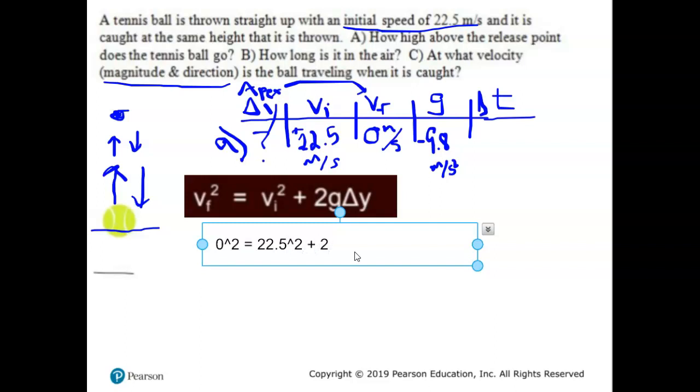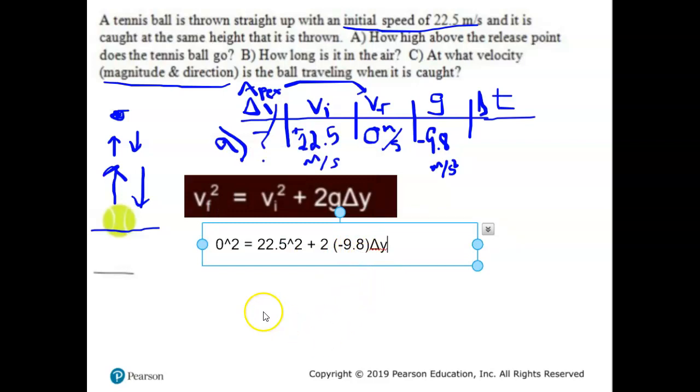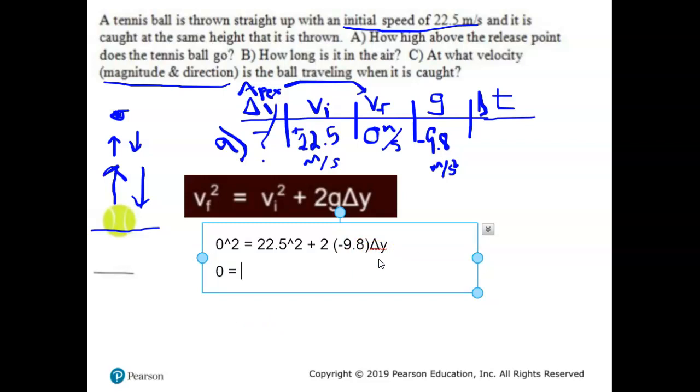Plus 2, negative 9.8. Make sure you make it negative. If you don't, you will mess up your problem. And then we're looking for delta y. So going through it, 0 squared is 0. 22.5 squared is 506.25. This is going to be negative 19.8. And then we have our delta y again.